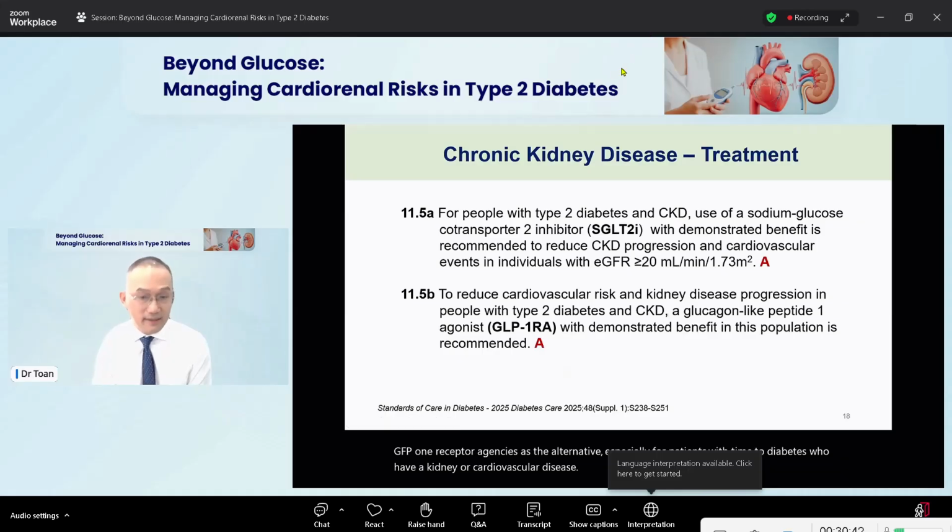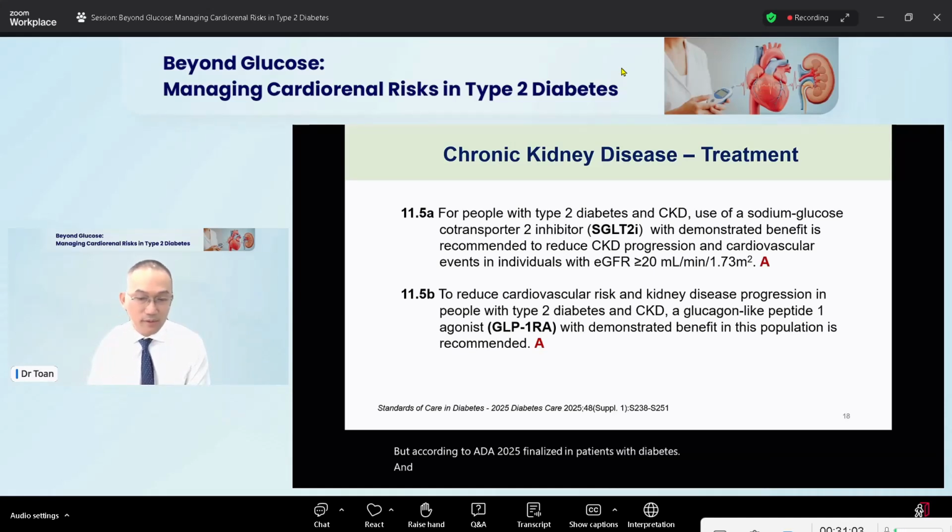According to ADA 2025 guidelines, in patients with diabetes and chronic kidney disease, SGLT2 inhibitor is recommended as they not only improve glycemic control but also slow the progression of CKD and reduce risk of cardiovascular events. It is a strong recommendation.